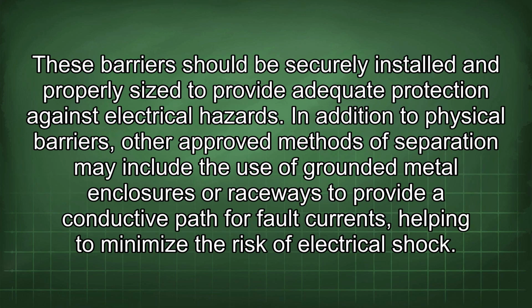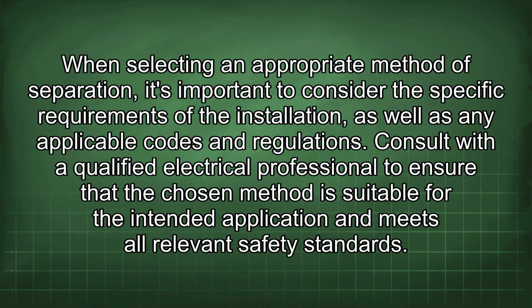These barriers should be securely installed and properly sized to provide adequate protection against electrical hazards. In addition to physical barriers, other approved methods of separation may include the use of grounded metal enclosures or raceways to provide a conductive path for fault currents, helping to minimize the risk of electrical shock. When selecting an appropriate method of separation, it's important to consider the specific requirements of the installation, as well as any applicable codes and regulations. Consult with a qualified electrical professional to ensure that the chosen method is suitable for the intended application and meets all relevant safety standards.